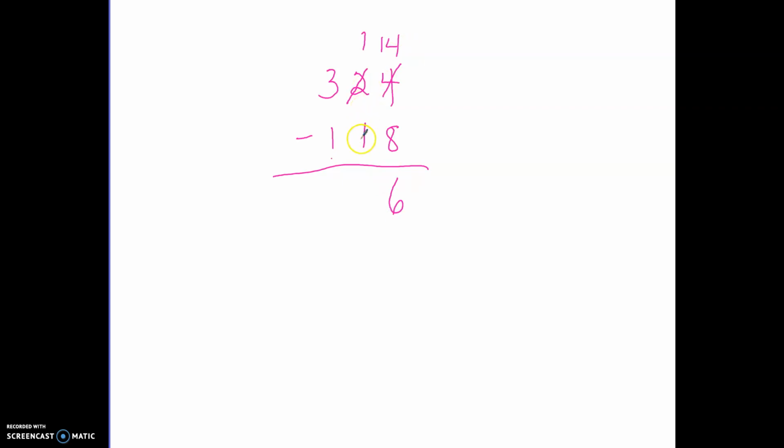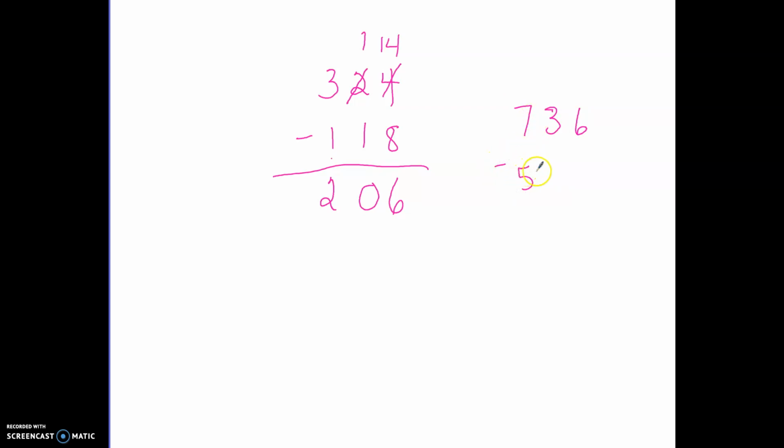Go to my tens place. I've got 1 minus 1, 110 minus 110. Can I do that? I absolutely can. So 1 minus 1 is 0, so I have 0 tens. Then go to my hundreds. I've got 3 minus 1. Can I do that? Yes, because 300 minus 100 is 200.